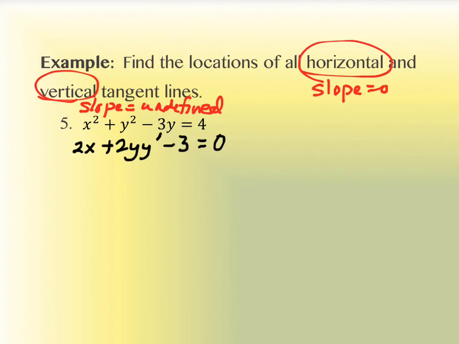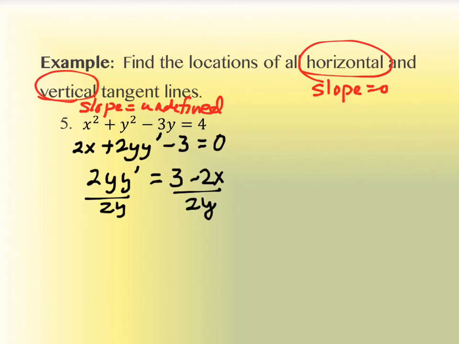All right, everybody good with that? In order to talk about the slope, we have to be able to say what the slope equals, so I'm going to solve this for y prime. Two pieces of this don't have a y in them, so I can add the 3 to the right and subtract the 2x. Does that look good? Then I can divide by 2y. All right, so I have y prime equals 3 minus 2x over 2y.